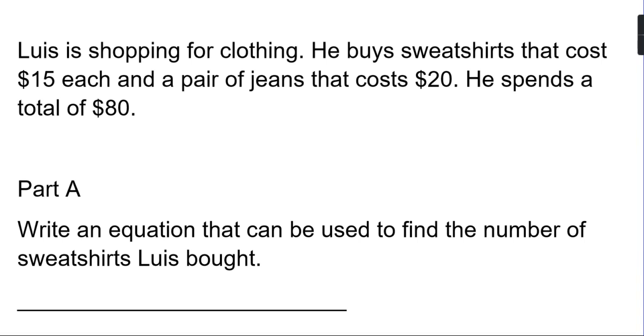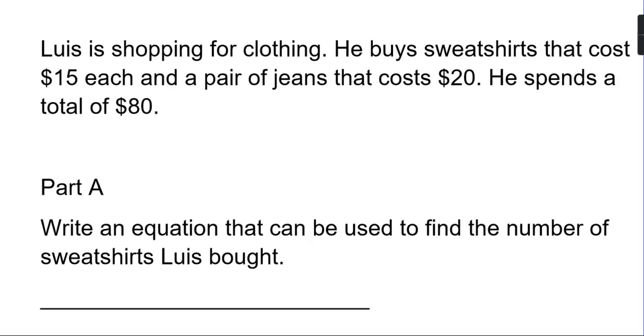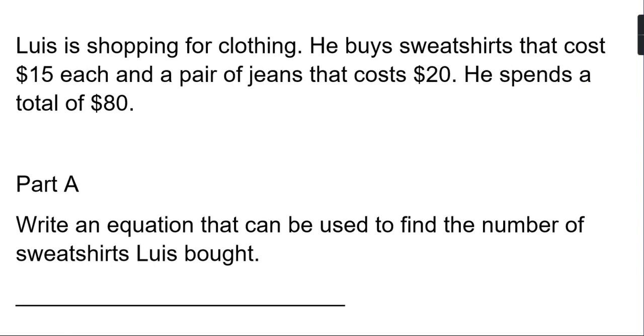So let's see. He got sweatshirts that were $15 each. And he got a pair of jeans for $20. So our unknown is how many sweatshirts did he get, right? Because we know how many pairs of jeans. That means just 1. We don't know how many sweatshirts. So we're going to take our rate of 15, that's the price per sweatshirt, and we're going to multiply it by S, the number of sweatshirts that he bought. We don't know how many.